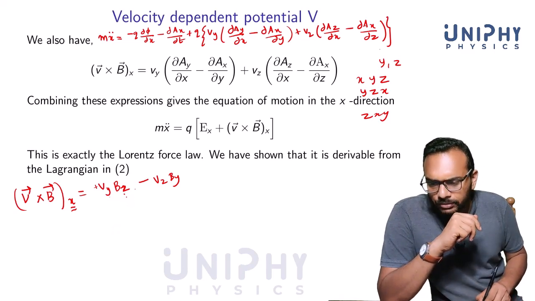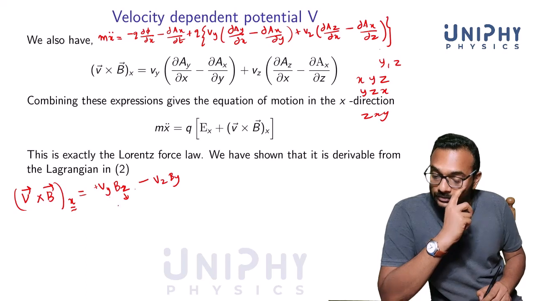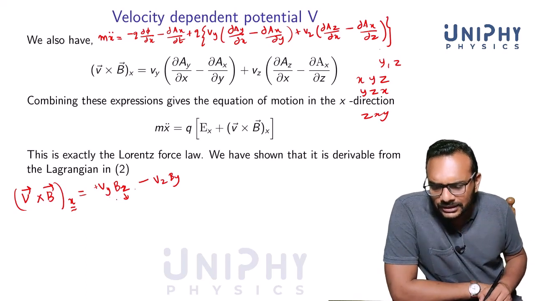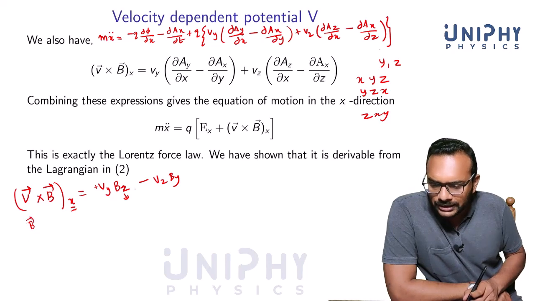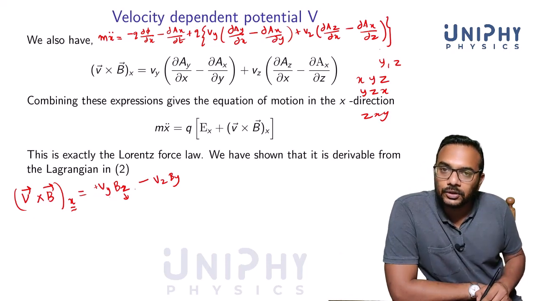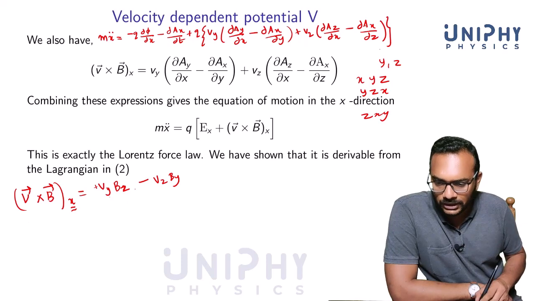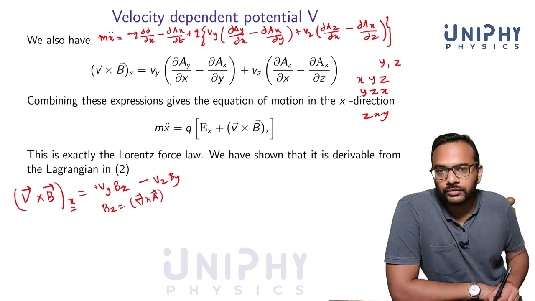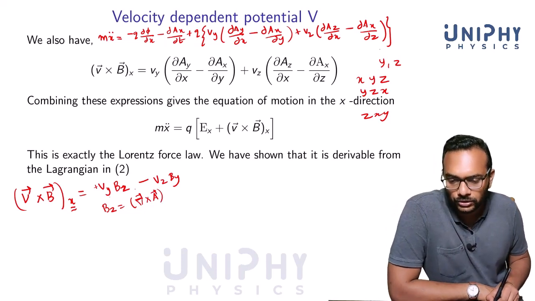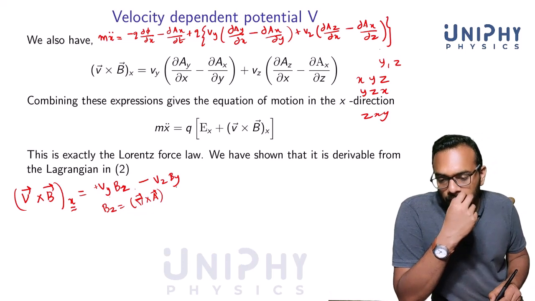And what's this Bz? Let's check this Bz again. We know that B vector is del cross A by definition. That means that Bz is actually the z component of del cross A. Similarly, you will also find it for By. I'm not going to do that here. All right.